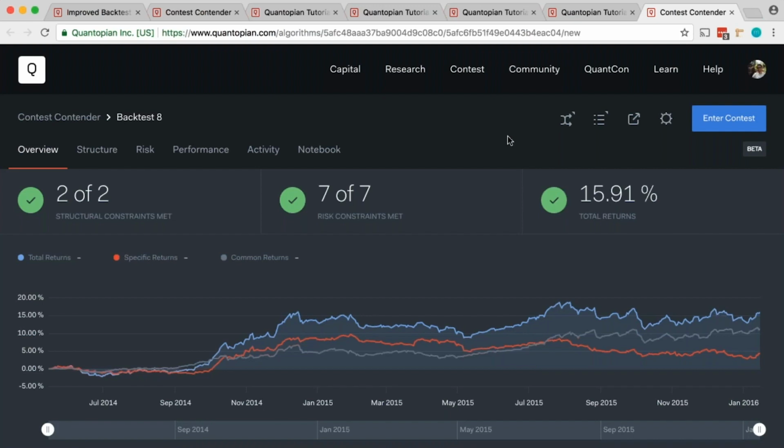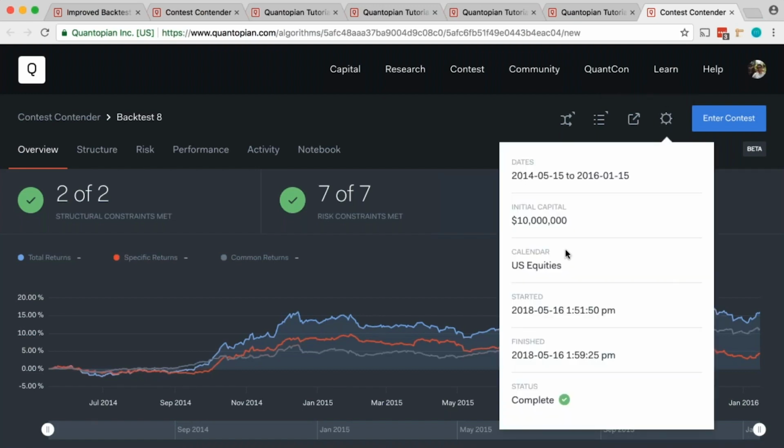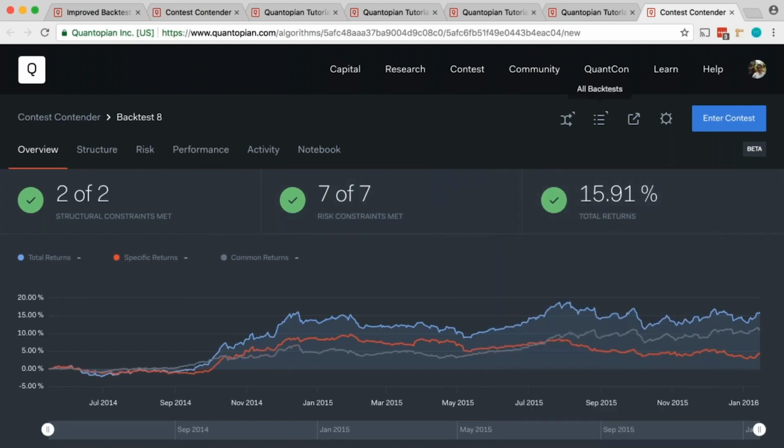There are also a few other things that you can do from this page. You can share your results if you'd like to post what you have to the forums. You can take a look at what parameters you ran your backtest with. You can also see when it started and finished in real time. So this one took about 8 minutes. And you can go back to your list of all your backtests.